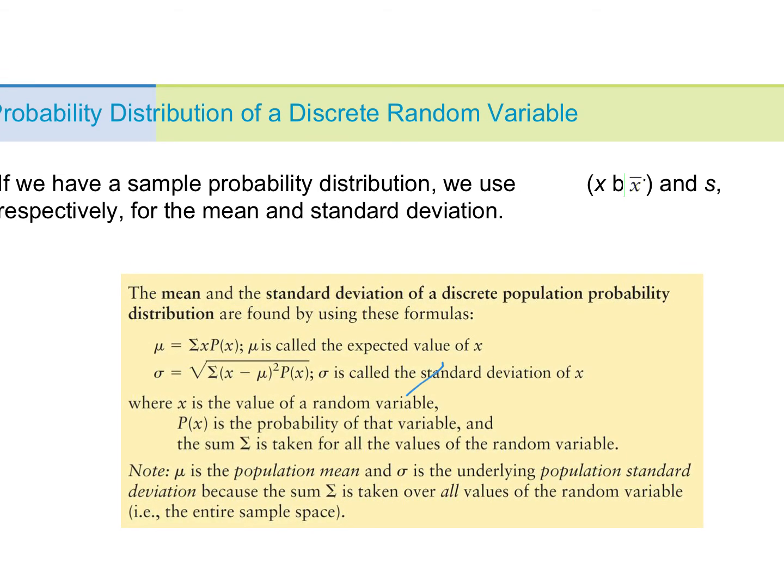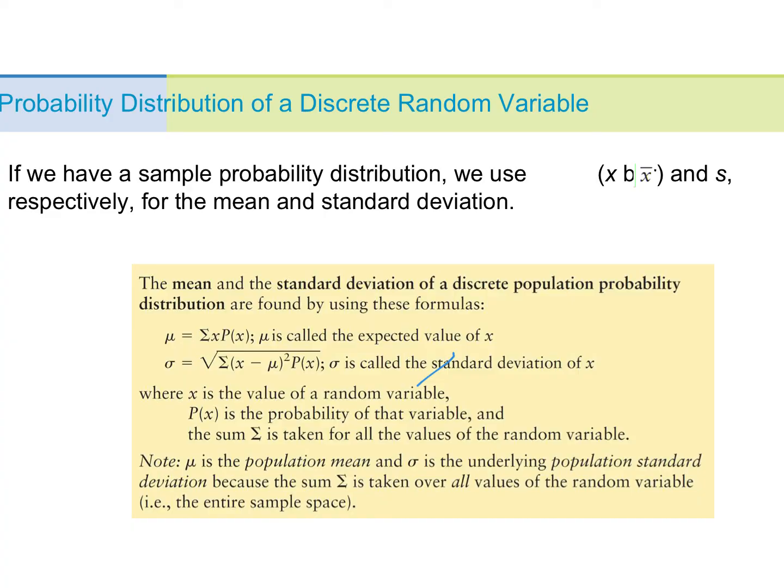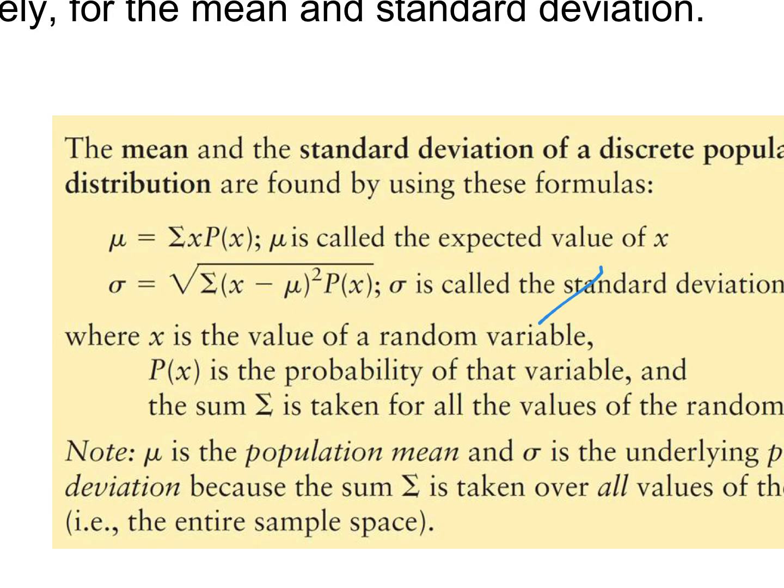Let's see if I can get this a little bit bigger. And here we go. Your mean, ladies and gentlemen, mu, is found by taking the sum of all the x's times the probability of those x's. The 0.01, the 0.00, those things. The standard deviation obviously is the square root of the variance. Well, the variance is the sum of each x minus mu squared times each p of x, each individual probability.